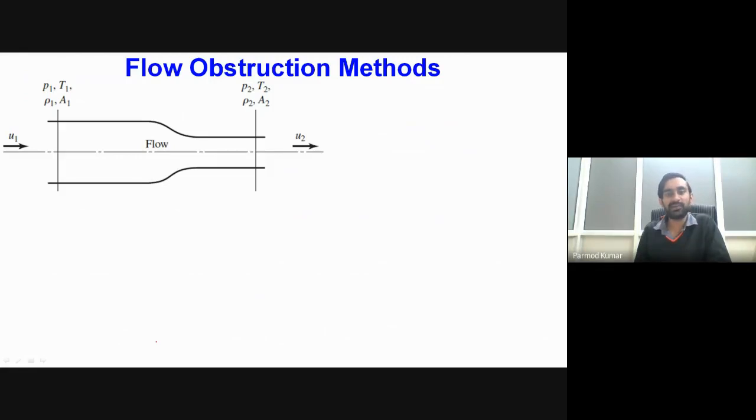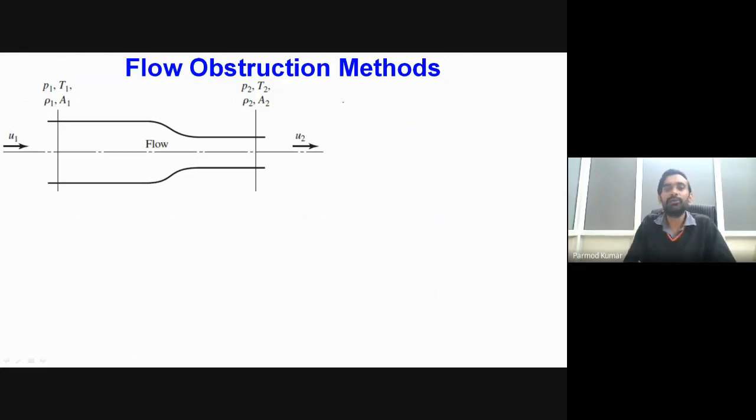So, let us first try to see the theoretical background. We consider a situation where we have A1 as the initial cross-sectional area, rho1 as the density field, U1 as the velocity, and P1 and T1 as the pressure and temperature. Then we provide a certain obstruction to the flow, and because of that obstruction, in the downstream we now have U2 as the velocity field, P2 and T2 as the pressure and corresponding temperature field, A2 as the cross-sectional area and rho2 as the corresponding density field.